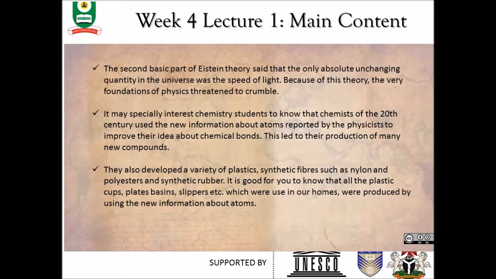They also developed a variety of plastics, synthetic fibers such as nylon and polyesters, and synthetic rubber. It is good for you to know that all the plastics, cups, plates, basins, slippers, and so on, which are used in our homes, were produced by using the new information about atoms. Polyester nylon stockings, shirts, and dresses are practical things made from the new information about atoms. The chemists also developed drugs, food preservatives, and synthetic chemicals for use in agriculture.